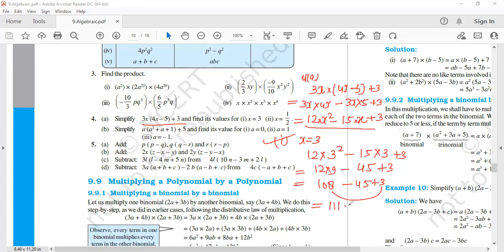So firstly we have to add this one, then whatever the answer, we will subtract 45. So it will give you 111 minus 45. So it will give you 66. Okay, the answer of this one for x is equal to 3 will give you 66.